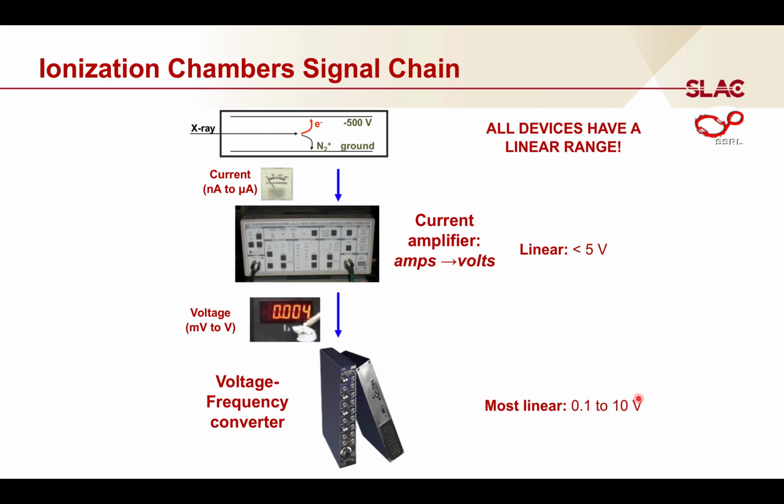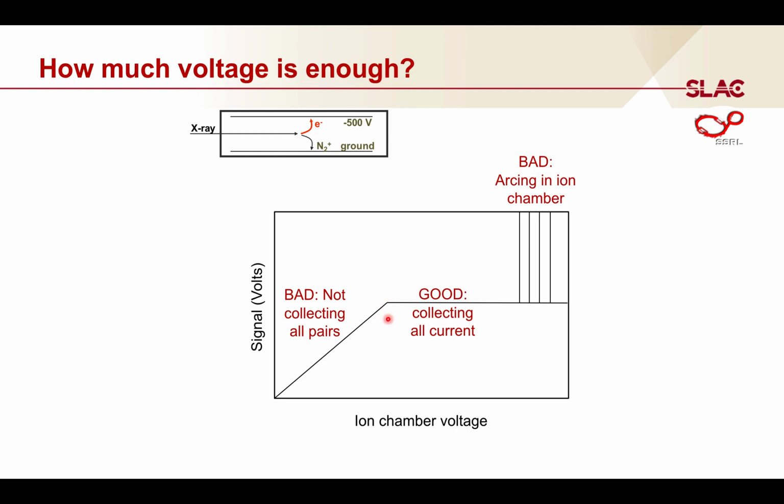But in fact, there is a linear range. You don't want to be collecting data with these at 0.004, as you see in this picture, because that's actually a fairly nonlinear range. You really want to be above 0.1 volts. So there it is. That's where all that comes from.